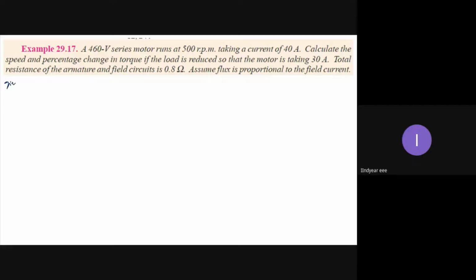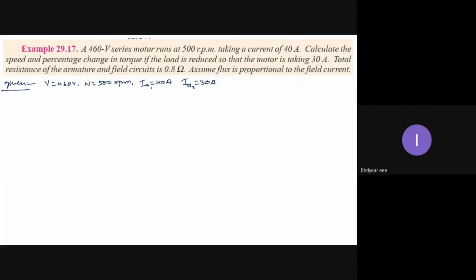So the given things are: a 460 volt series motor, V is equal to 460, N is 500 RPM, taking a current of 40 amperes. It is IA, IL, ISC, all are the same. Calculate the speed and percentage change. If the load is reduced so that the motor is taking, let me take this as IA1 is 40 amperes, IA2 is 30 amperes.